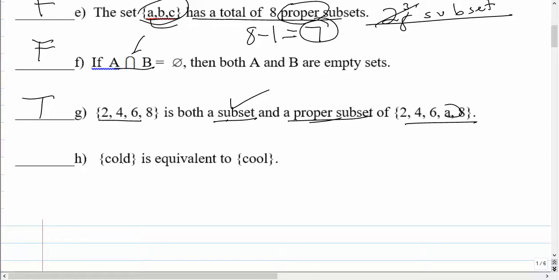H. Is cold equivalent to cool? That's not really what it's saying. What it's really saying is, do these two sets have the same number of elements? That's what you mean by equivalent. Do these two sets have the same number of elements? And yes, they do. So yes, they are equivalent.